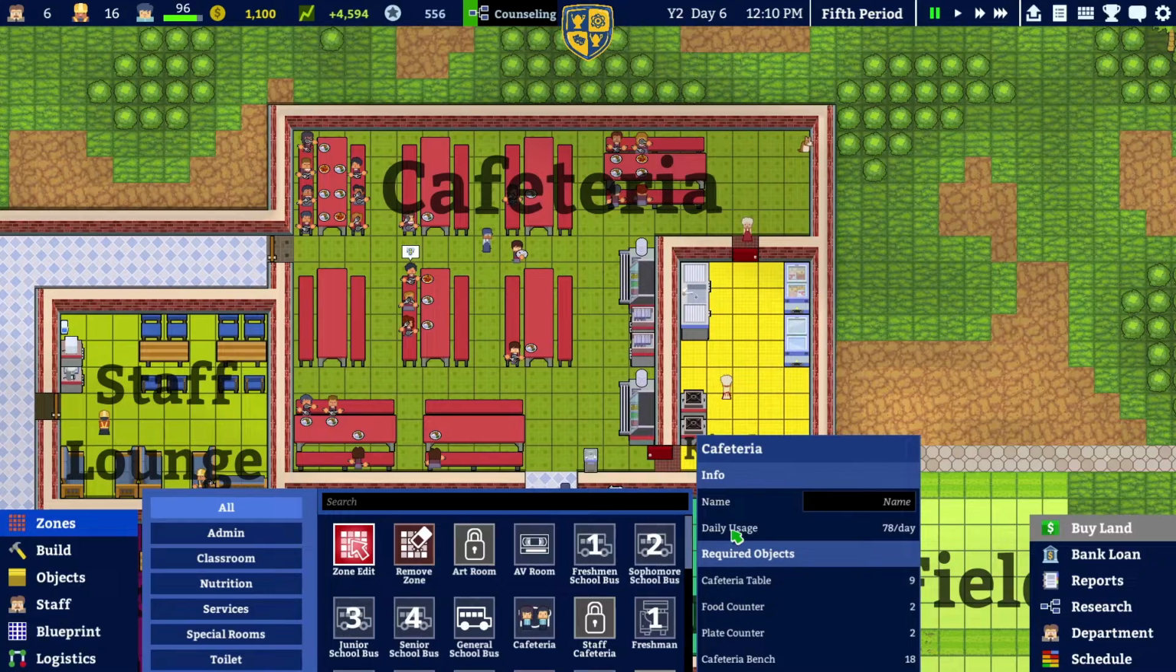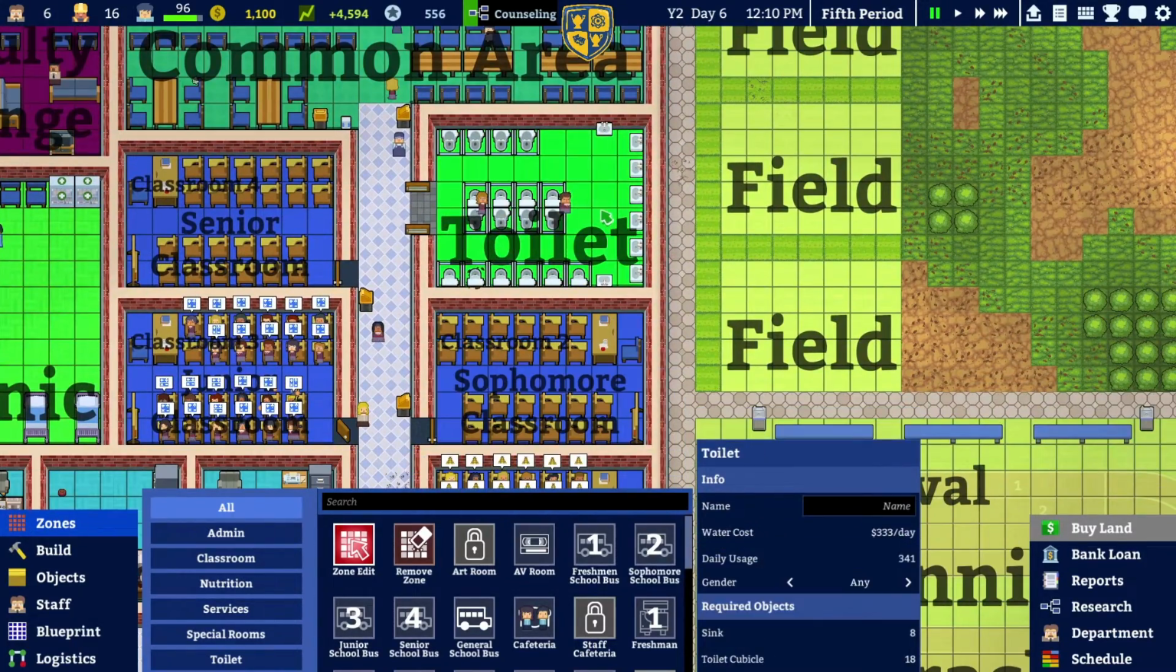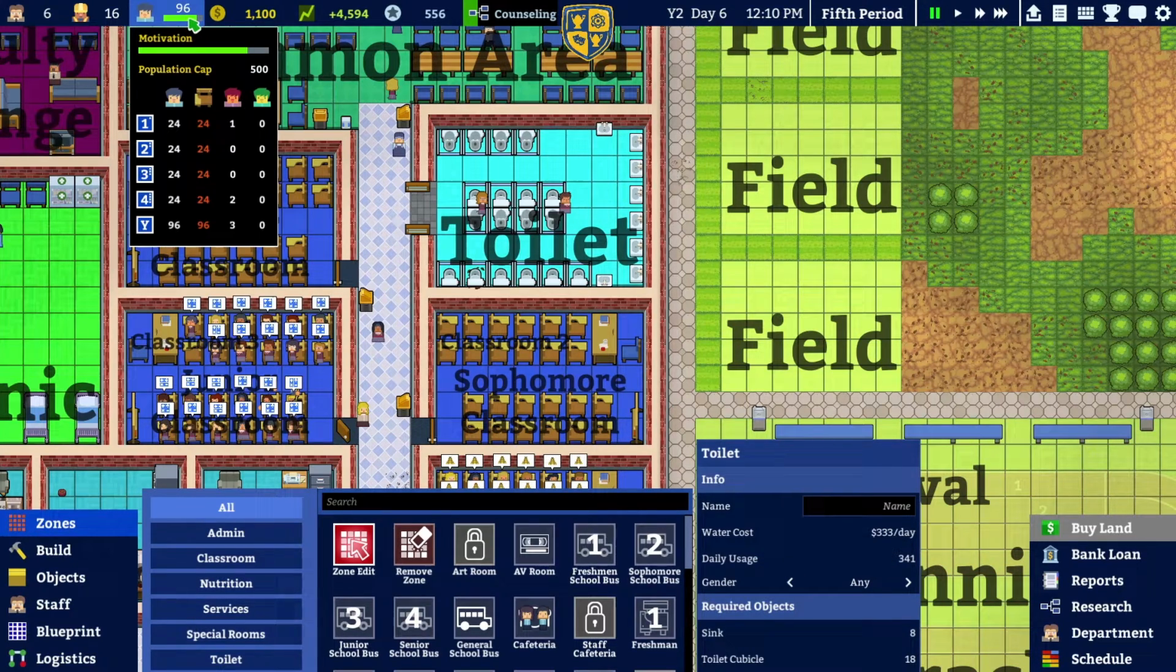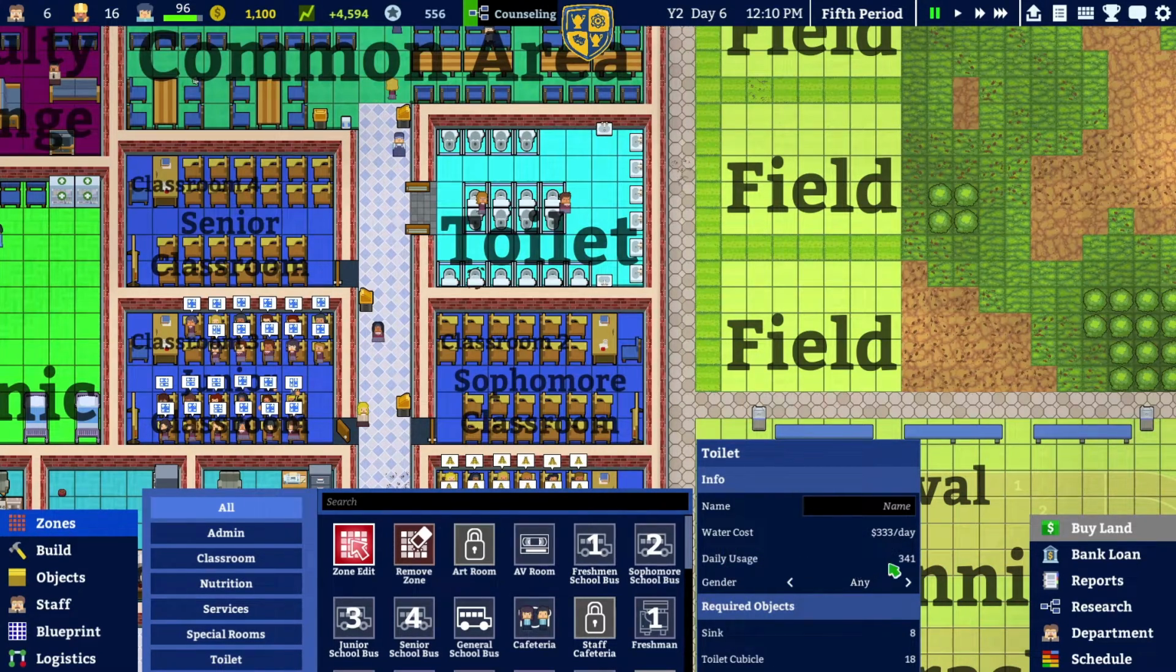So you've got now daily usage. So you can see that 78 students use the cafeteria. That's quite handy. In the toilets, we can see daily usage, 341 trips to the toilet in one day. There's only 96 students. Good grief. Okay, wow, that's quite a lot. And we can see we pay a lot for that toilet in water. $333 a day we pay. Just that one relatively small toilet just there.